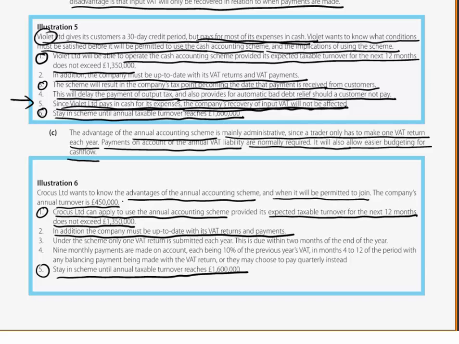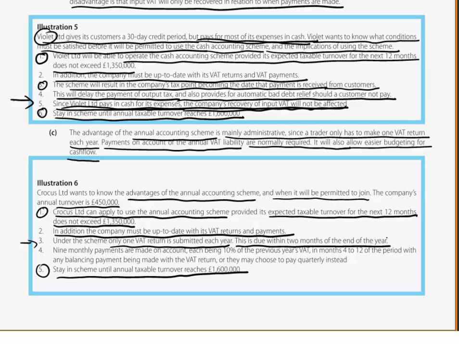If we have already been trading and we're not opting for the annual accounting scheme from the start of a new business, then we do indeed have to be up to date with our VAT returns and our VAT payments. The scheme is pretty obvious, as we've said here in point 3. Under the scheme, only one VAT return is submitted each year. When will it have to be submitted? It will be due within 2 months of the end of the VAT year.